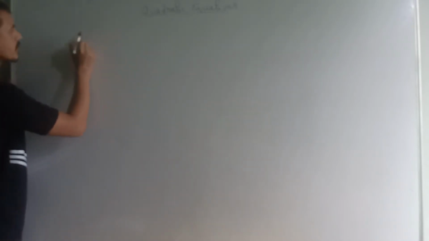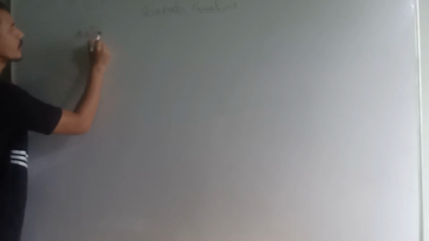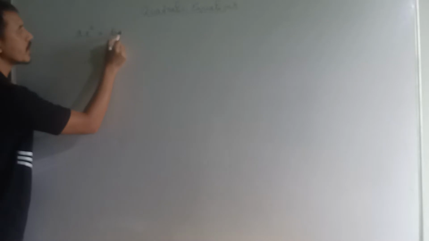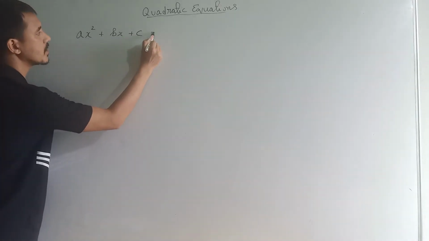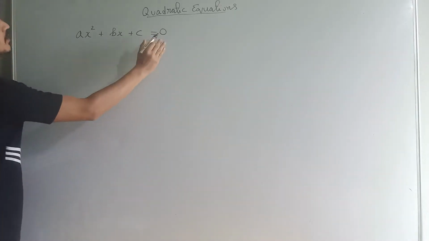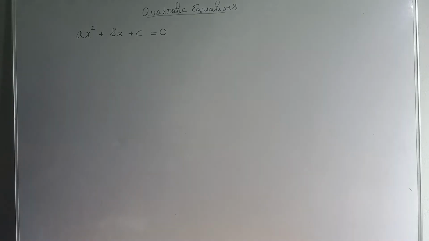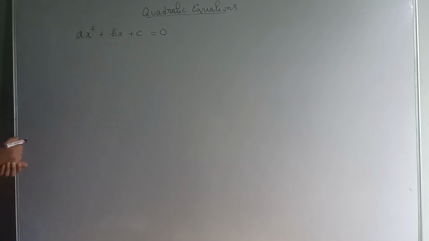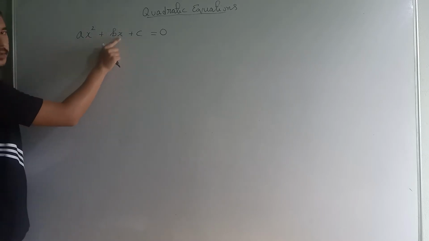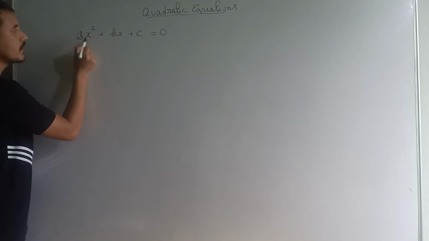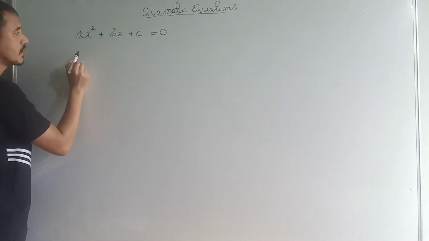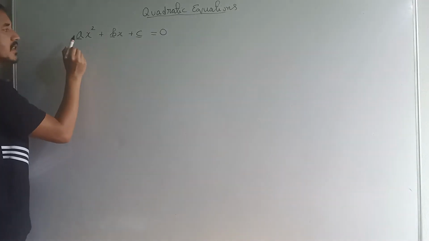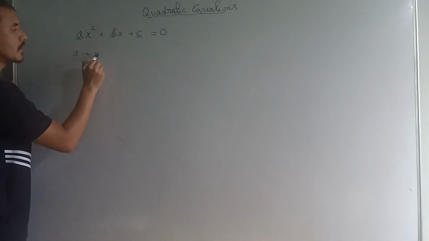equation. And the general form of quadratic equation is ax squared plus bx plus c equal to 0. So this is the general form of a quadratic equation. Any quadratic equation should always be in this form. Here x is the variable and this a, b, c. This a is any non-zero real number.